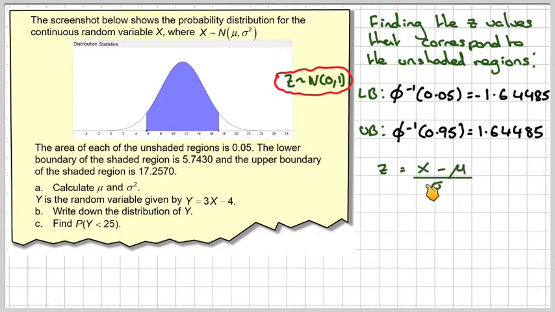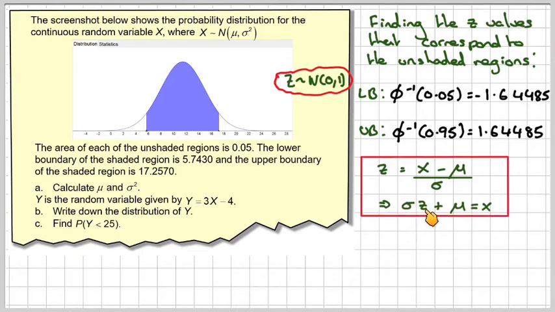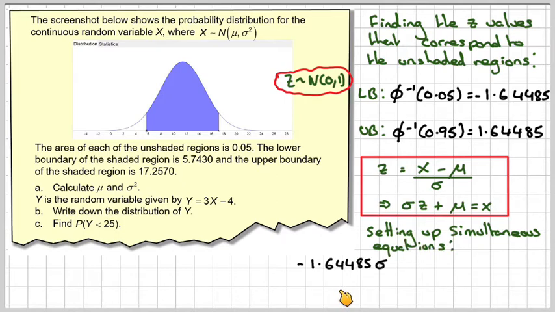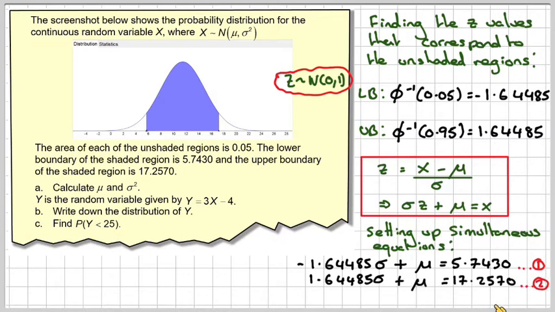Now, we know that z is x minus the mean over the standard deviation, which means that if you rearrange that, the standard deviation times z plus mu is equal to x. So you now set up simultaneous equations. You take minus 1.64485 times the standard deviation, plus mu, is equal to 5.7430. And you get 1.64485 sigma plus mu is equal to 17.2570.